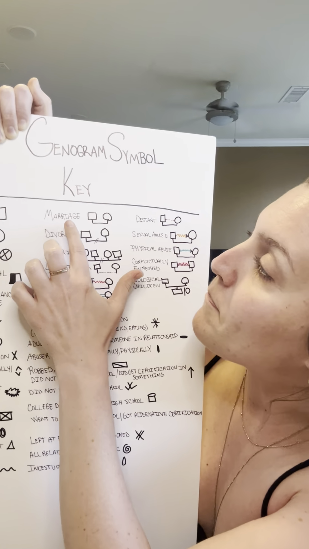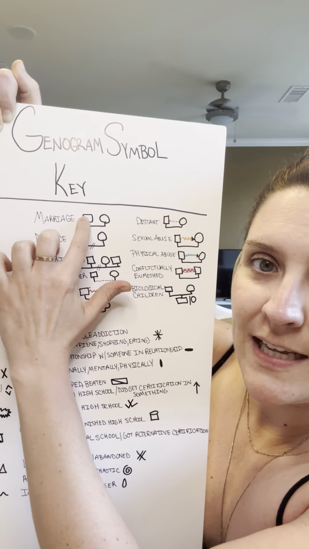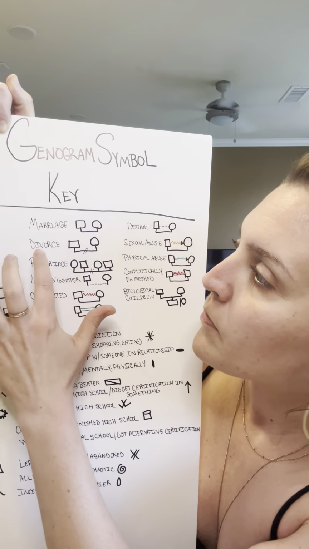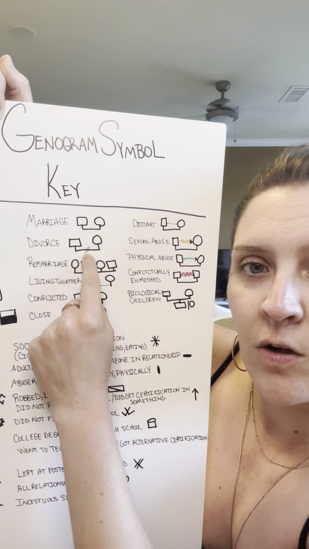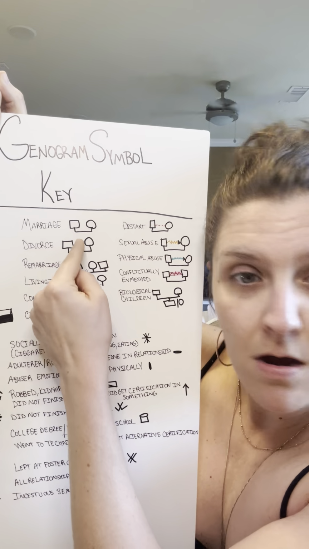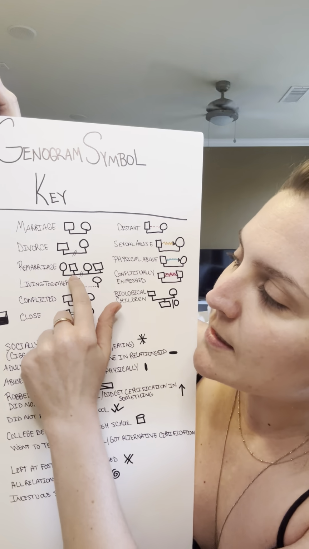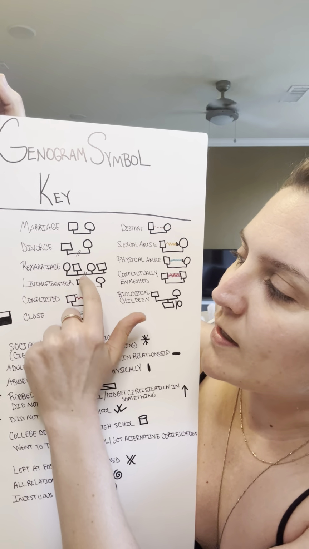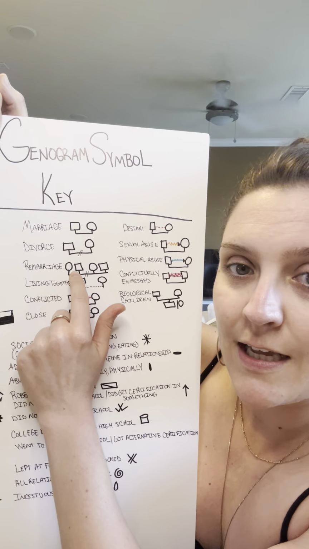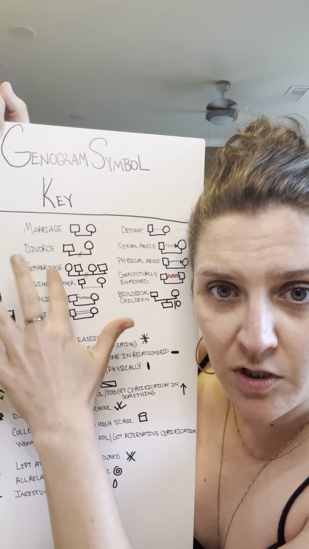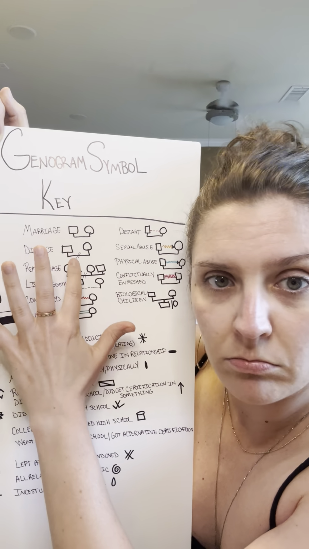We have marriage. So, for marriage, you'll see a straight bar. That's in most genograms. Okay. Divorce, you'll see a bar, but it'll have two dashes on it. All right. Remarriage, you'll have the bar with the dashes, but then you'll see a man, woman here, man, woman here. Same sex, you would just do circle, circle, whatever.